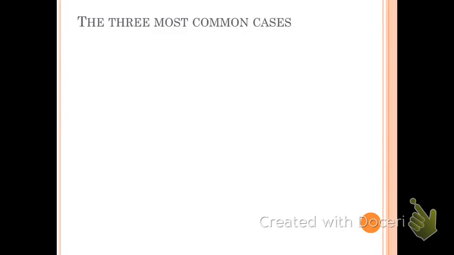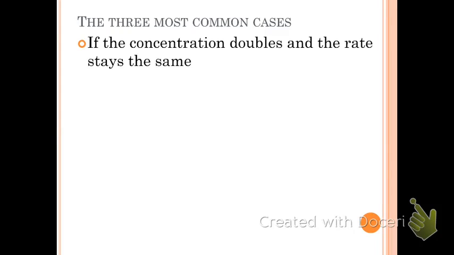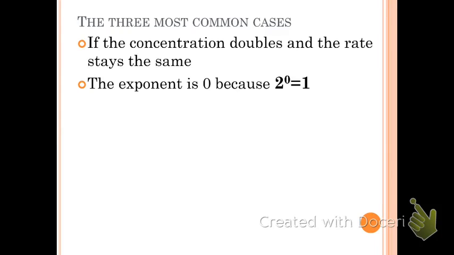Now we're looking at the 3 most common cases. What do we mean? Well, usually we double reactions. Sometimes we'll triple them, but usually we'll double the concentration of one reactant, and then we look at what effect it has on the reaction rate. We find that if the concentration doubles for the reactant and the rate stays the same, then we automatically use the exponent 0, because any number to the 0 power is equal to 1. So if you double to the 0 power, it equals 1.